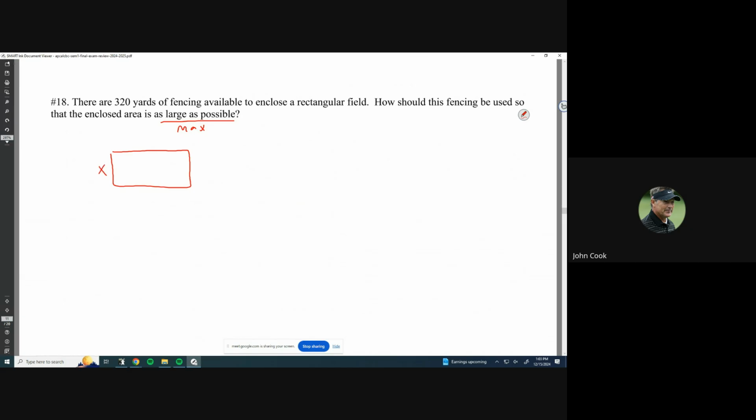If it's a rectangle, then these two sides will be x, these will be y. I'm going to take 2 of the x's and 2 of the y's. It should add up to all the fencing, 320. We call this our constraint function. So we're trying to maximize the area. Area is equal to x times y.